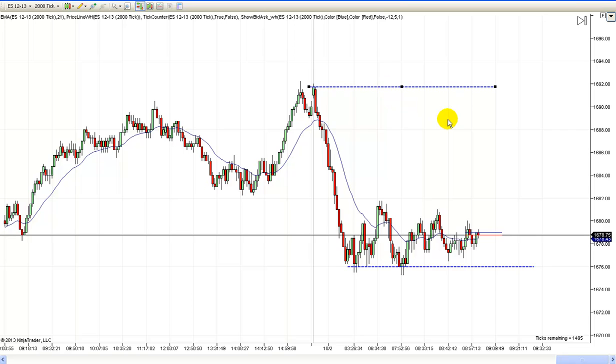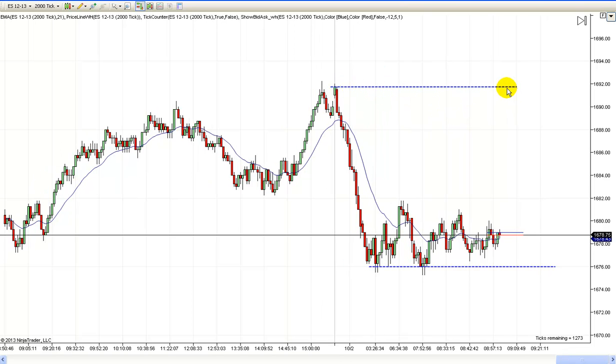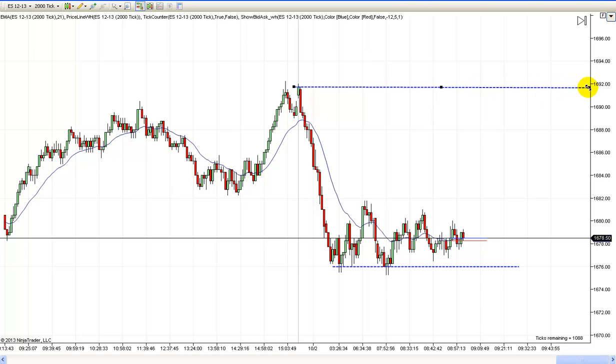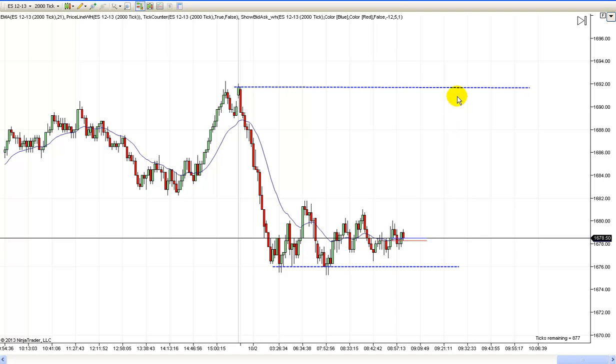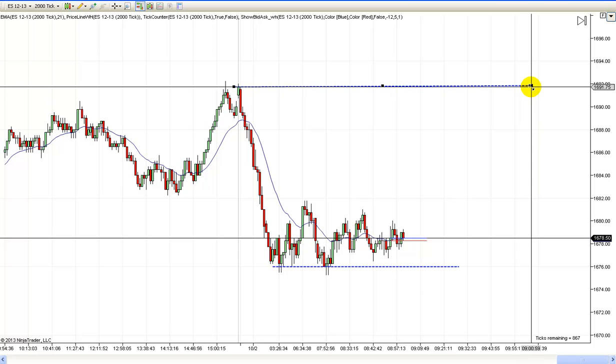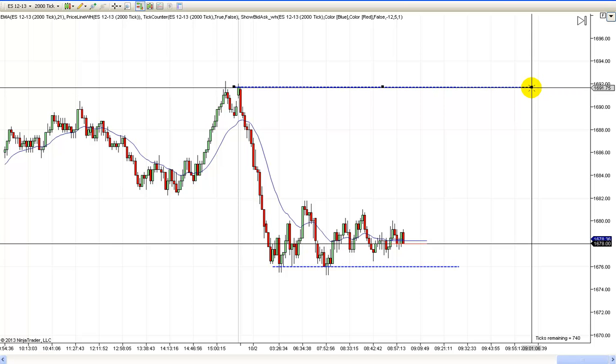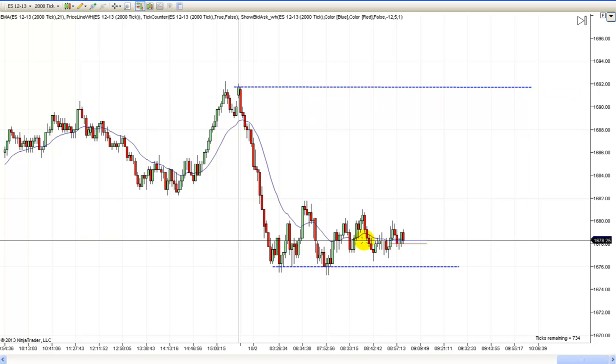So I want to be aware of this level when prices come back up here later, and we probably need to just extend this on out a little bit. And so that's what I'm looking at. Let me do this. Sometimes it's hard to get those lines parallel. That's probably it right there.